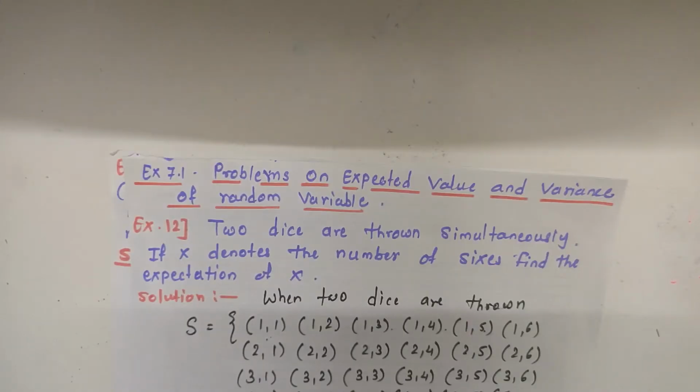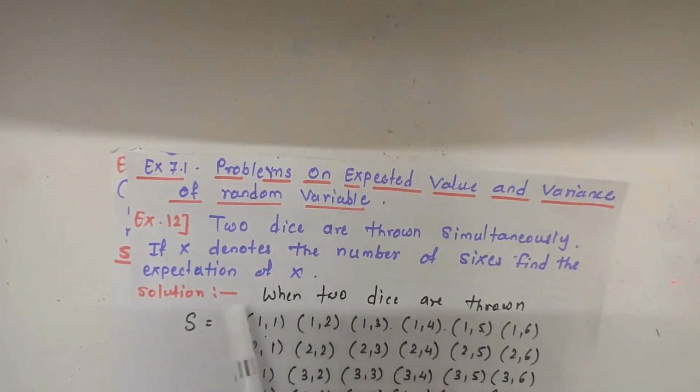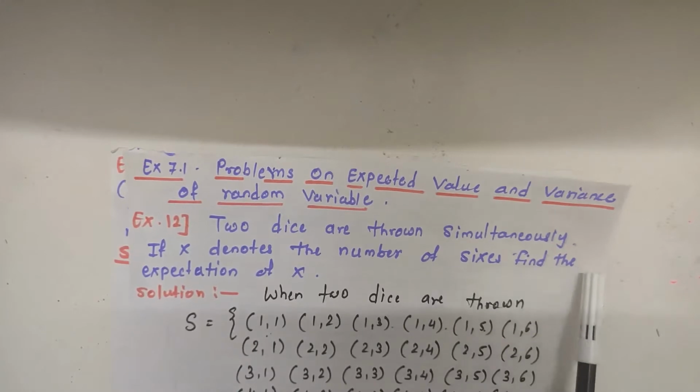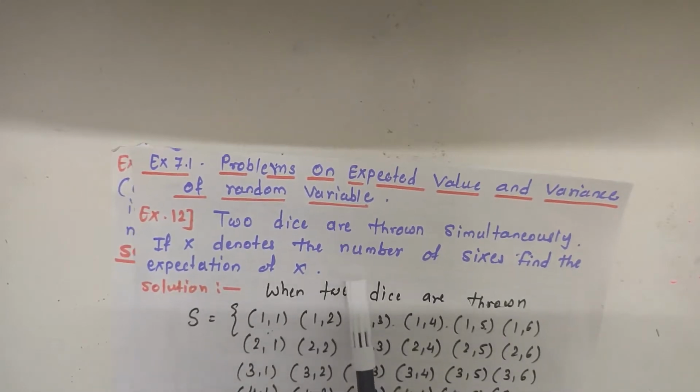In this video, we are going to solve the examples on expected value and variance of random variable. Let's see the example. Two dice are thrown simultaneously. If x denotes the number of sixes, find the expectation of x.